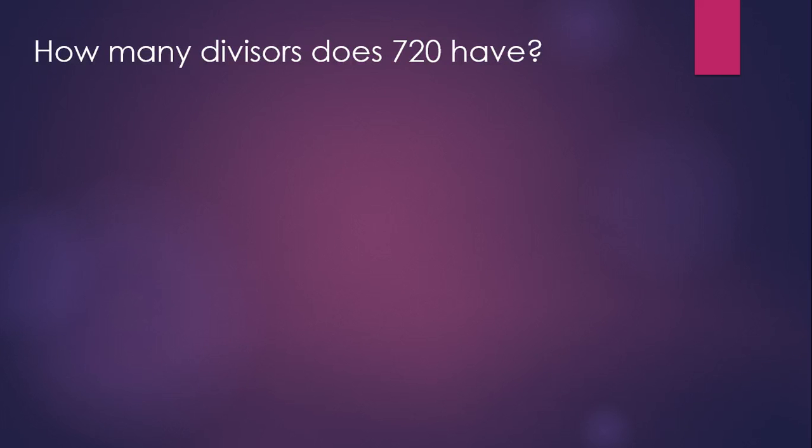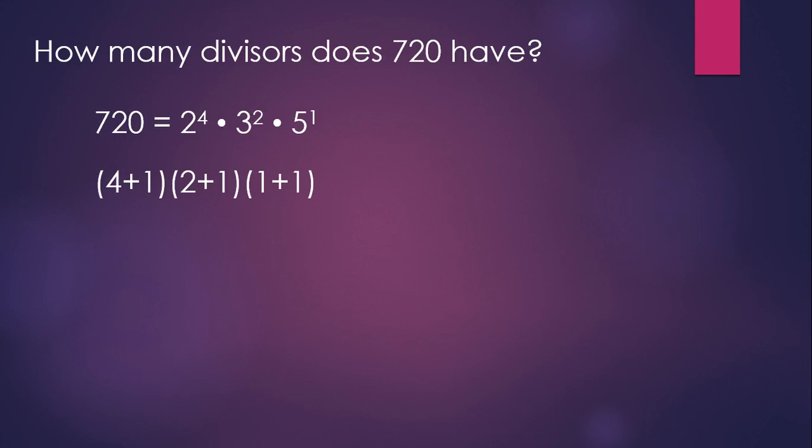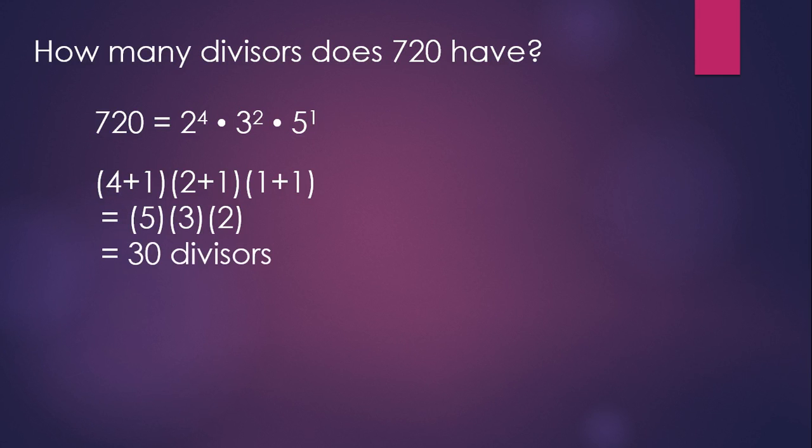How many divisors does 720 have? If we factor 720 into a product of prime factors, we can find the total number of divisors by looking at the numbers that we get by adding 1 to each of those powers and multiplying those numbers together. And we'll see that 720 has 30 divisors.